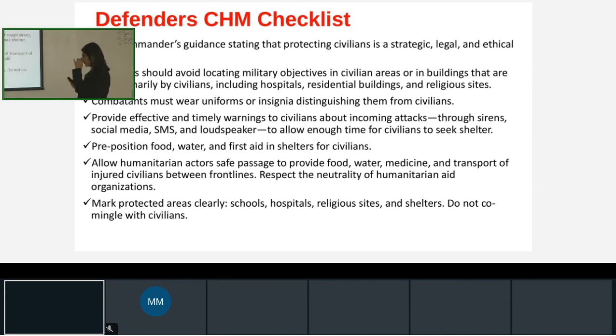Pre-positioning food, water, first aid, and shelters for civilians. Again, negotiating with humanitarian actors to allow them safe passage to provide food, water, and medicine, going to the front lines, and helping remove injured civilians from the front lines. It's also very important to respect the neutrality of these humanitarian aid organizations.